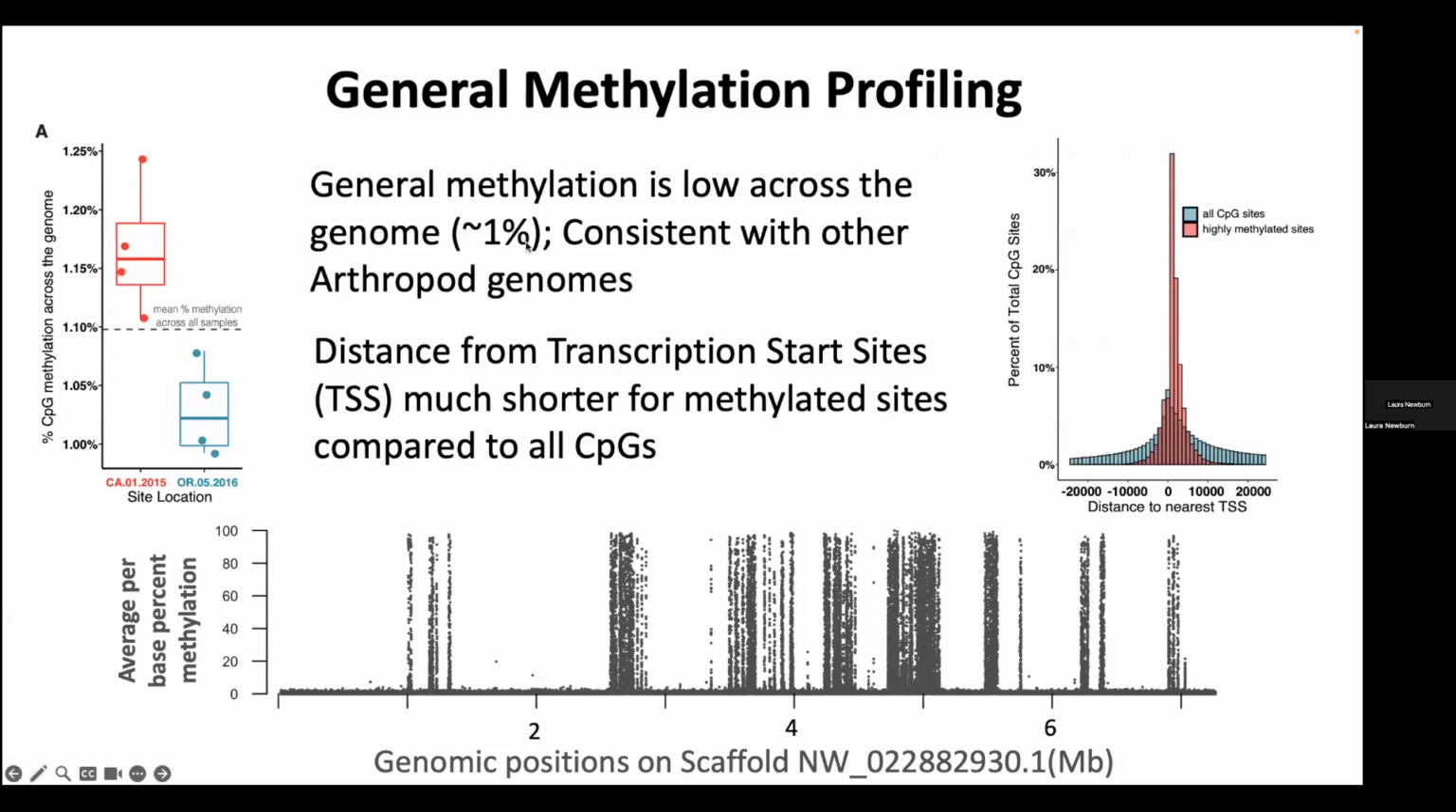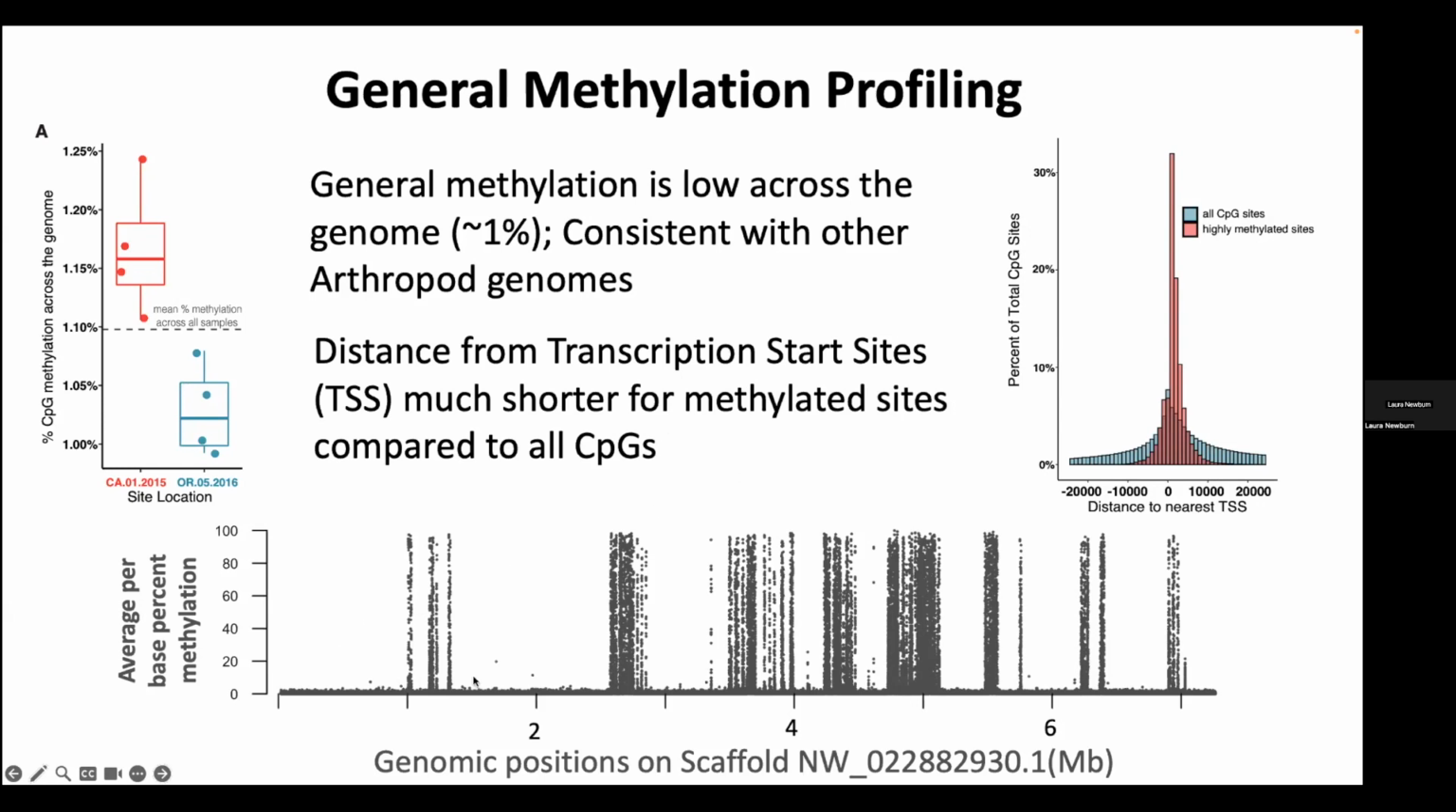Interestingly, we found that general methylation was low across the genome, around 1%. That's very consistent with other arthropod genomes and reported studies, whereas humans are on the other end of the spectrum: you get 70 to 80% methylation in humans, and in plants between 30 and 40%, something like that. That's the general picture I'm giving you. Also, we found that the distance to transcription start sites of nearby CpGs was much shorter for the methylated sites compared to all CpGs.